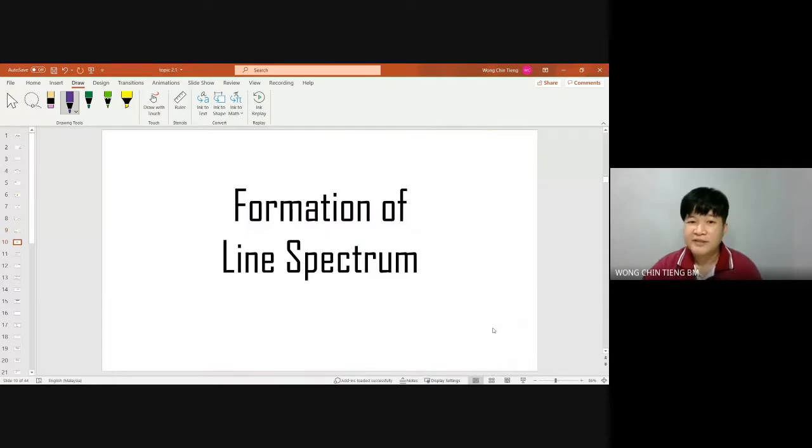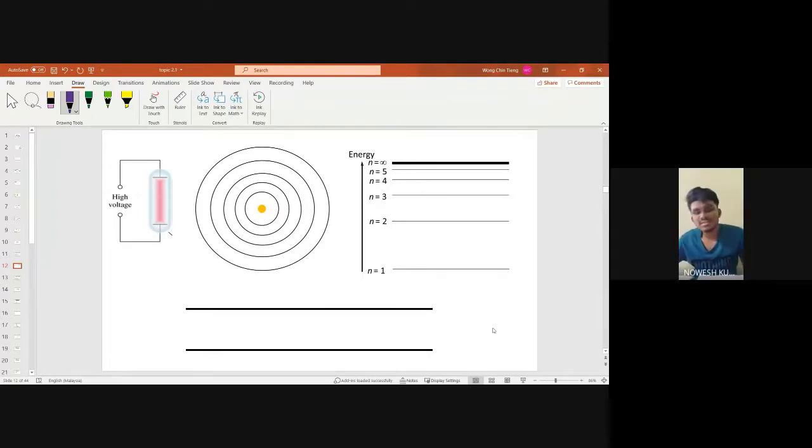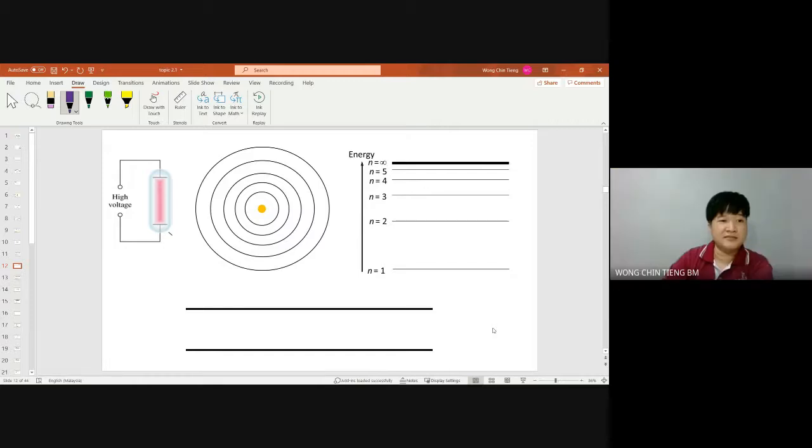Okay, good. So, formation of line spectrum. Anybody can cerita sikit? Anybody want to try? First thing, what happened? Oh, saya bagi gambar sikit. First thing, what happened? Norwesh, you tell me what happened. Gas is filled into a gas discharge tube. Okay, gas is filled into the gas discharge tube. This is my gas discharge tube.